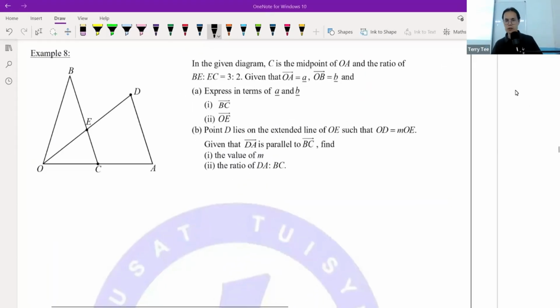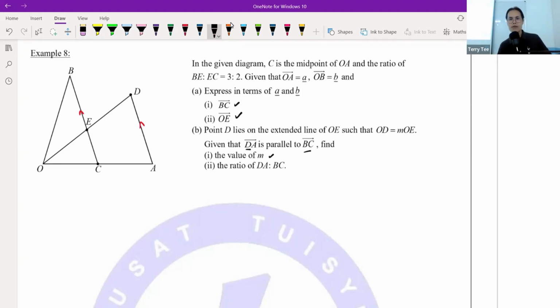This is involving parallel, but they want us to first find BC and OE, and then find the value of unknown m, given that DA is parallel to BC. You can see DA is this line, BC is this line, given that they're parallel. Okay, so number one, we find out vector BC.